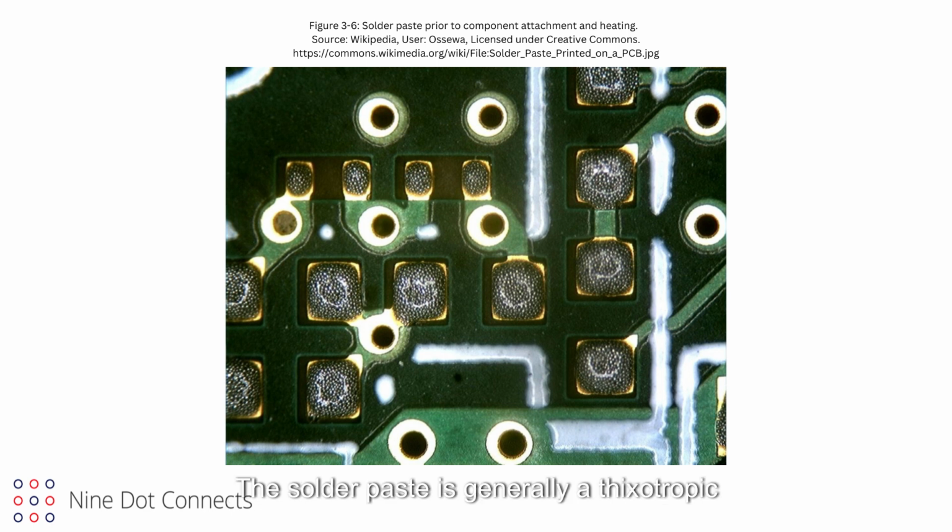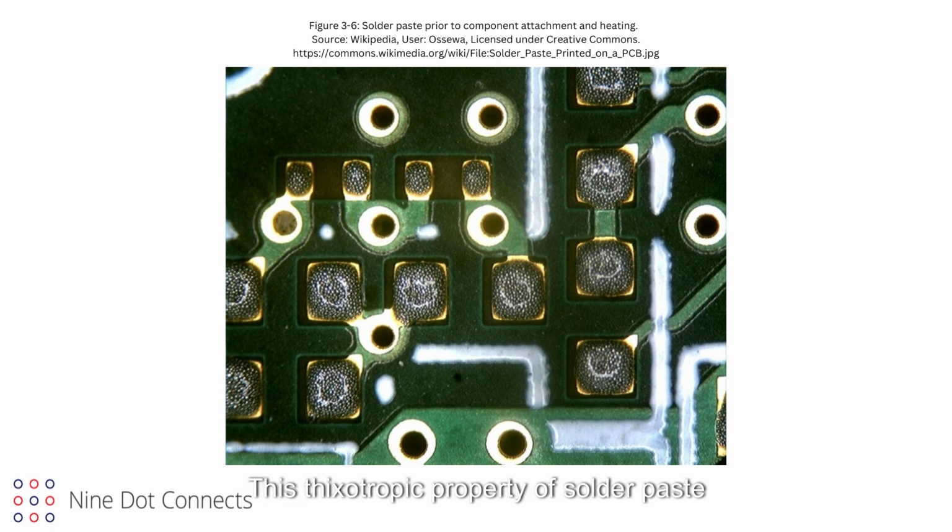The solder paste is generally a thixotropic adhesive. Thixotropic materials, such as a paste or gel, are highly viscous until stressed with pressure, such as air. When stressed, its viscosity is reduced and it spreads more easily. When the stress is removed, the thixotropic material returns to its original viscosity.